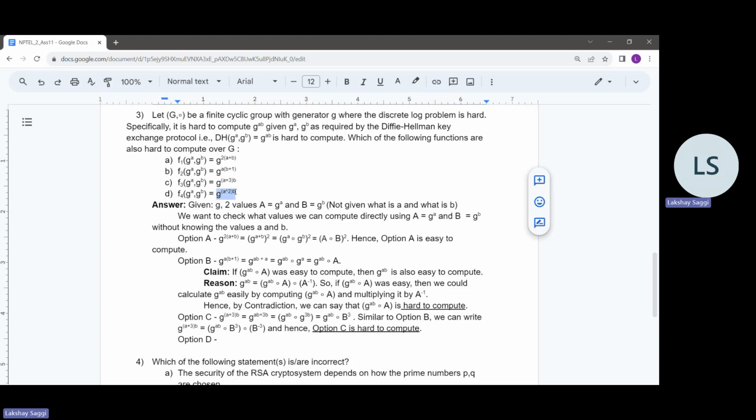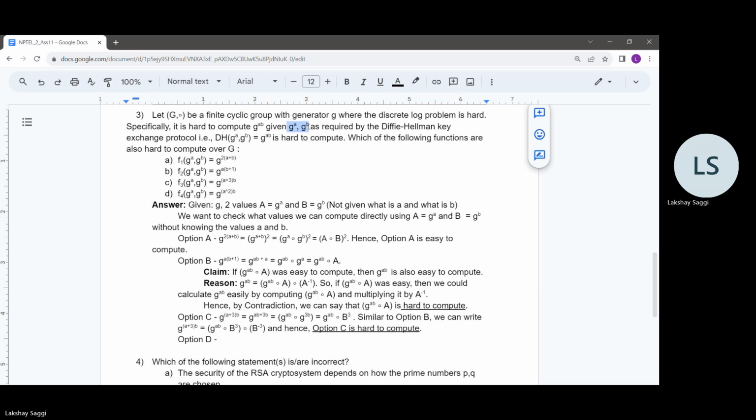So we want to see whether we can calculate this G raised to the power A square B or we can't. By similar reasoning to option B and C, note that generally the values which will be easy to compute if we are given G raised to the power A and G raised to the power B will be terms of the form, let's say, G raised to the power A plus 2B, A plus 3B, or G raised to the power of a linear combination of A and B. Because then we could just multiply G raised to the power A times G raised to the power 2B to obtain G raised to the power A plus 2B and so on.